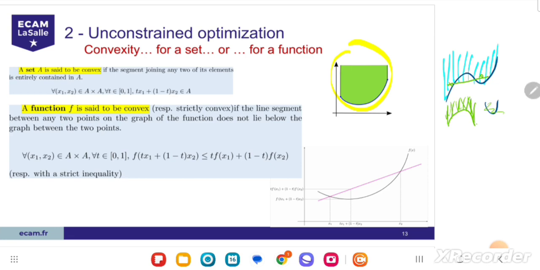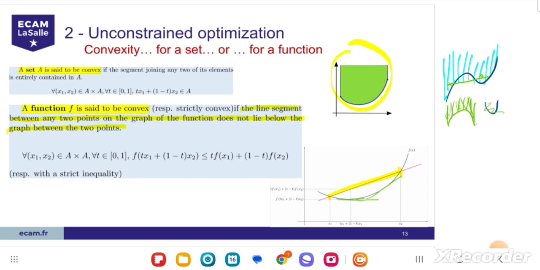Another way of describing a convex function, which is absolutely equivalent, is that the line segment between two points of the graph of the function does not lie below the graph between the two points. So that's equivalent to what we said. If I take the line segment, it's above the line of your function. Another way that you may see it described is that if you take any tangent line, locally the graph of your function is above your tangent line.